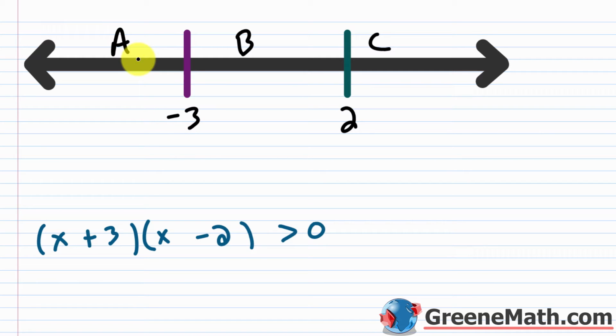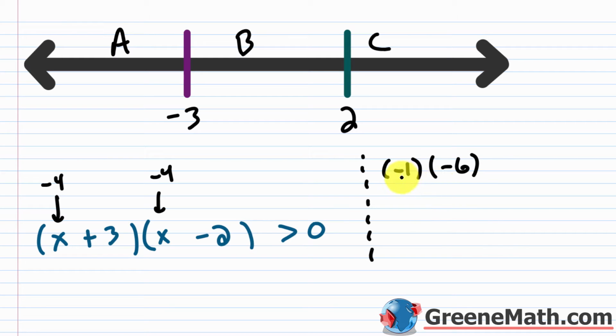So for A, I would pick -4. So I'm going to plug in a -4 there, and then a -4 there. And then basically a lot of people will just do a sign analysis. So they'll say, okay, well, -4 plus 3, let me do this off to the side, a little border. -4 plus 3 is going to be -1. And then -4 minus 2 is going to be -6.